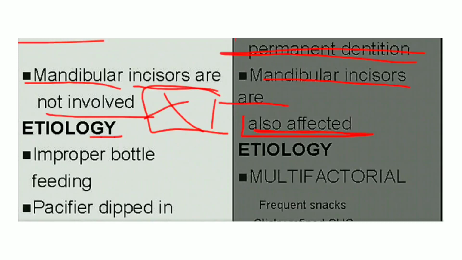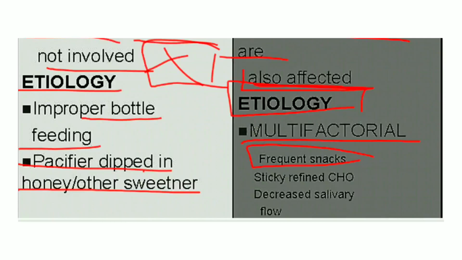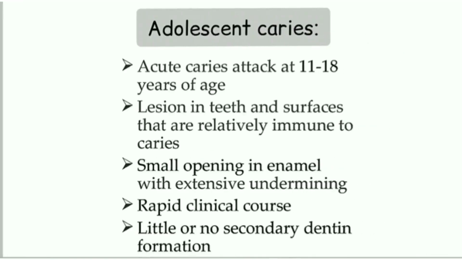When we talk about etiology, nursing bottle caries occurs because of improper bottle feeding and the use of a pacifier and honey or other sweeteners used by the child. And the etiology in rampant caries is multifactorial: frequent snacks, sticky refined food, and decreased salivary flow. So these are all the different reasons for rampant caries. Now let us see what is adolescent caries.